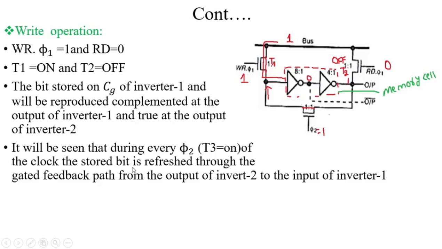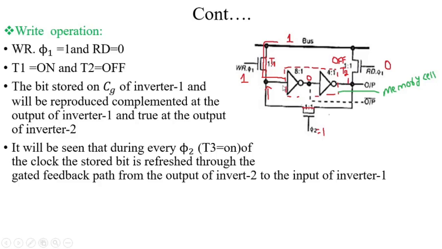And the fourth point: it will be seen that during every phi 2 of the clock, the stored bit is refreshed through the gated feedback path from the output of inverter 2 to the input of inverter 1. It means that after getting the output signal at the output of inverter 2, that output is given to the input of this pass transistor, which is synchronized with the phi 2 clock signal, and we are assuming this phi 2 clock equal to 1. So this logic 1 output is again given to the input of this inverter.